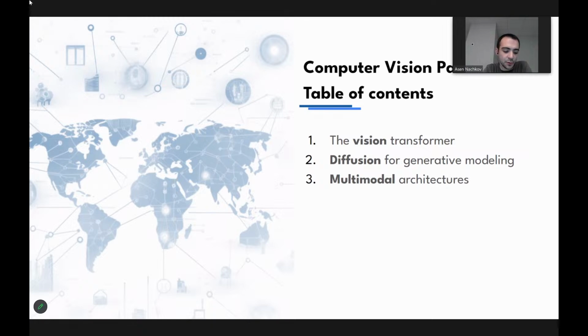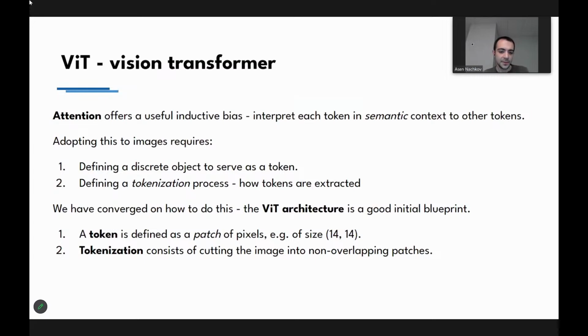This is pretty much what you see in all kinds of text-to-image models nowadays. And lastly, we'll discuss briefly multimodal architectures. So these are architectures which work with different modalities of data, for example, text, image, and so on. So let's start with the ViT.